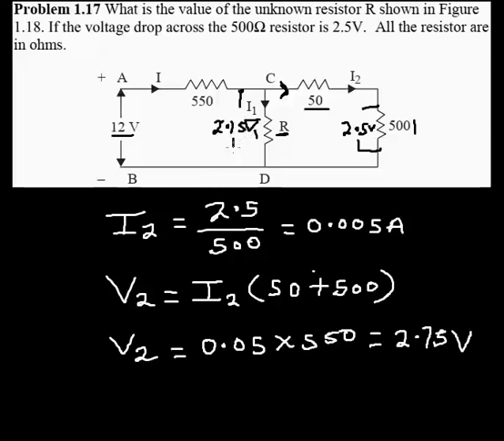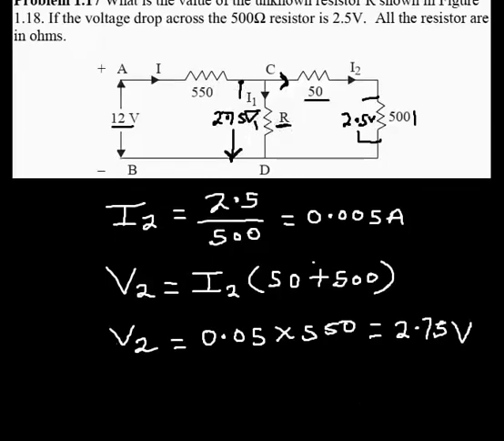Now I've gotten the voltage across CD. The question is, how will I be able to get the resistance? You know very well that to get the resistance R across CD, I still need to get the current. Why? Because if I want to get that resistance R, by Ohm's law, R is going to be equal to the voltage divided by the current I1.